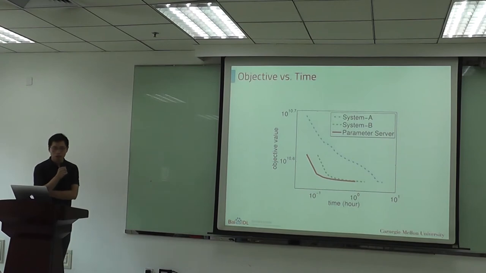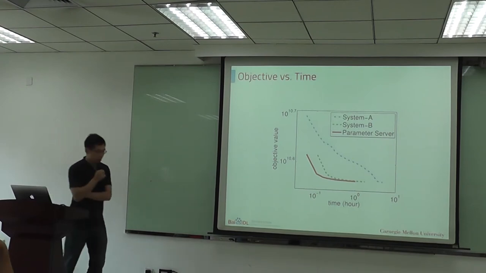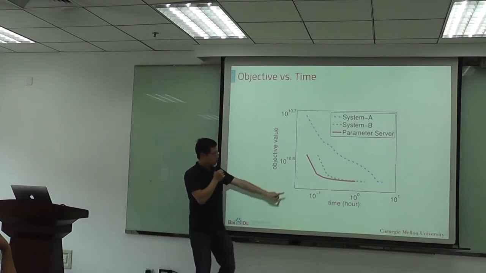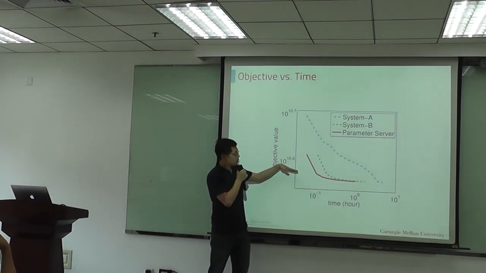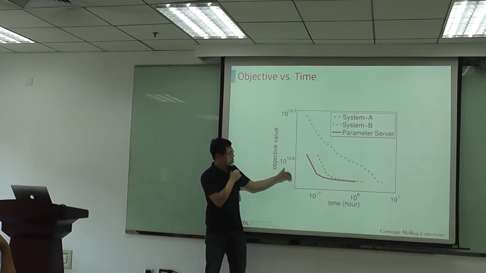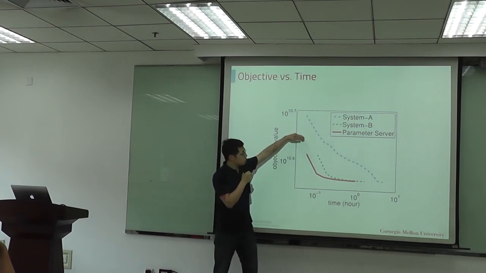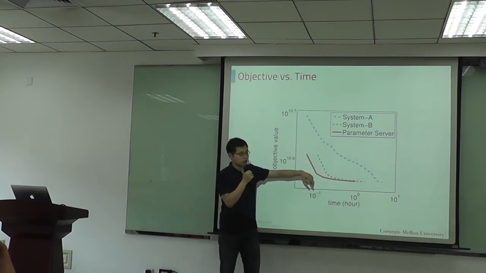This is the result, time versus objective value. That means given the time, we compute the value of the objective function. The smaller the better. So this means it converges fast.